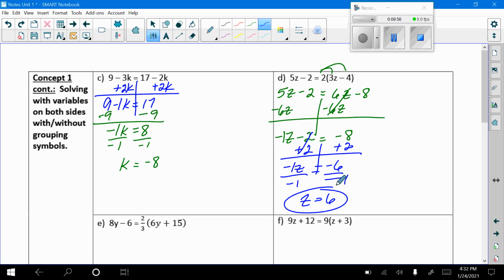So the next one has some fractions in it. I like throwing those at you just a little bit to see if you guys can handle them. I'm going to show you, you can't just multiply by the reciprocal on this. We actually have to distribute it. So as we distribute this, I'm going to have you multiply by the top, divide by the bottom. Multiply by the top, divide by the bottom. So 8y minus 6.